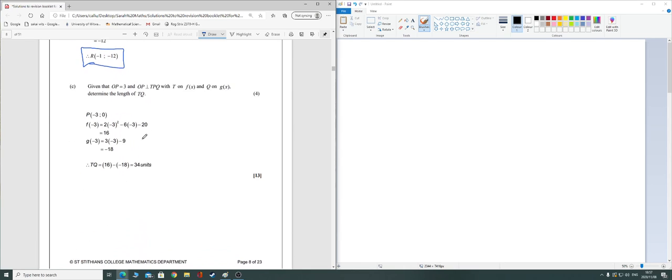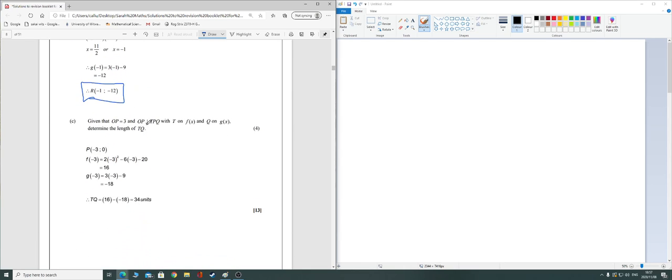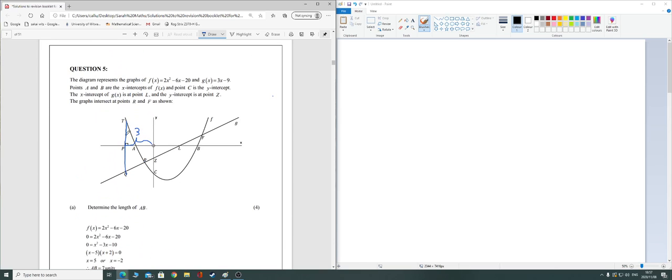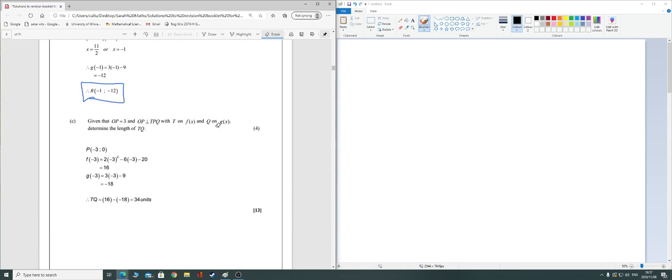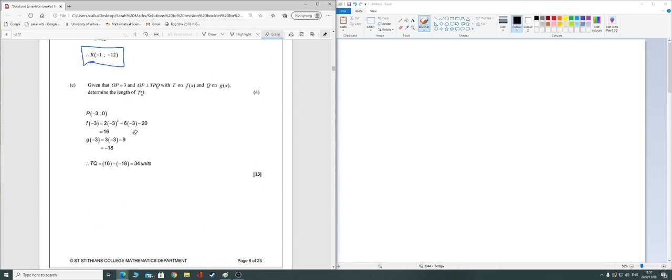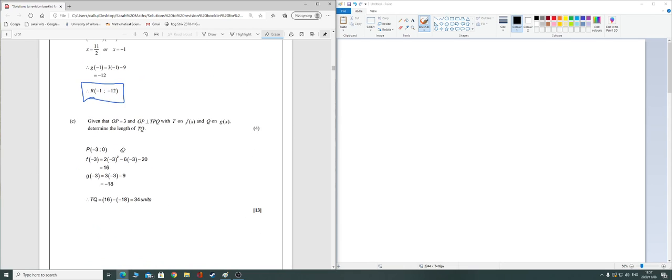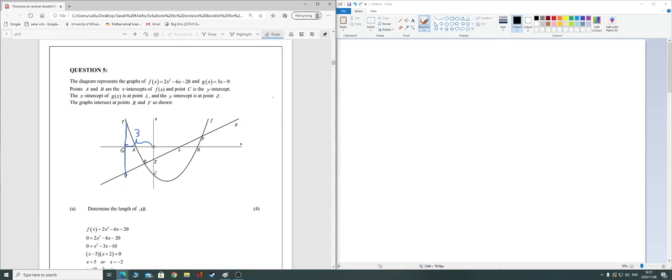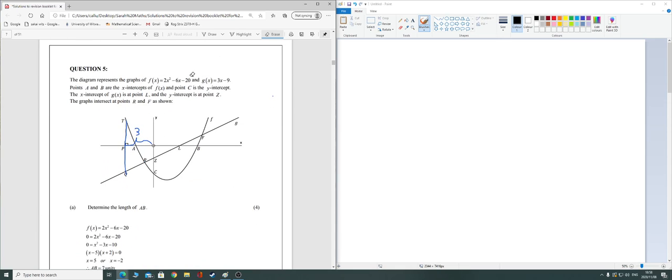With T on f of x, T on f of x, that just means it sits on the graph. T on f of x, and Q on g of x. Okay, Q on g of x. Figure out the length of TQ. Okay, so this is a nice and easy question.